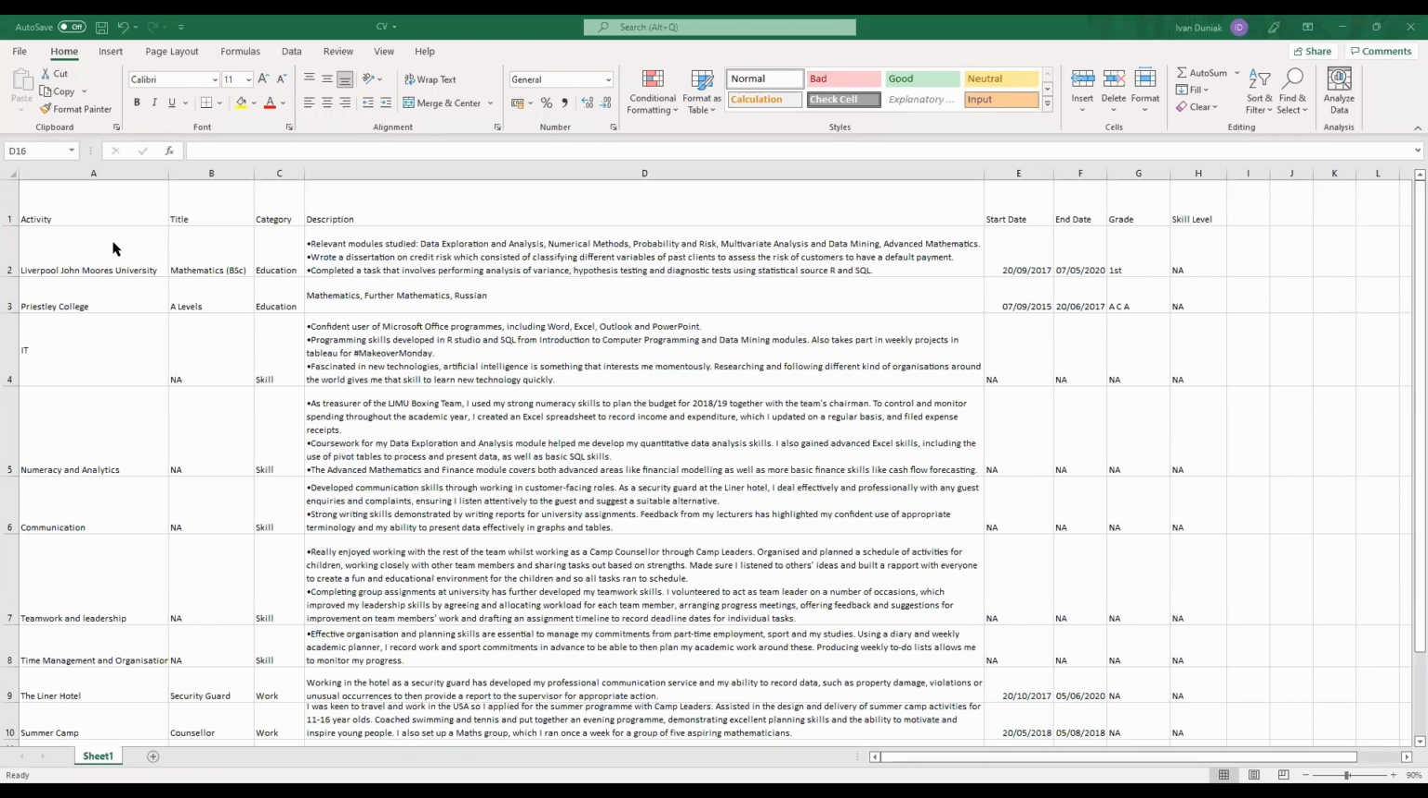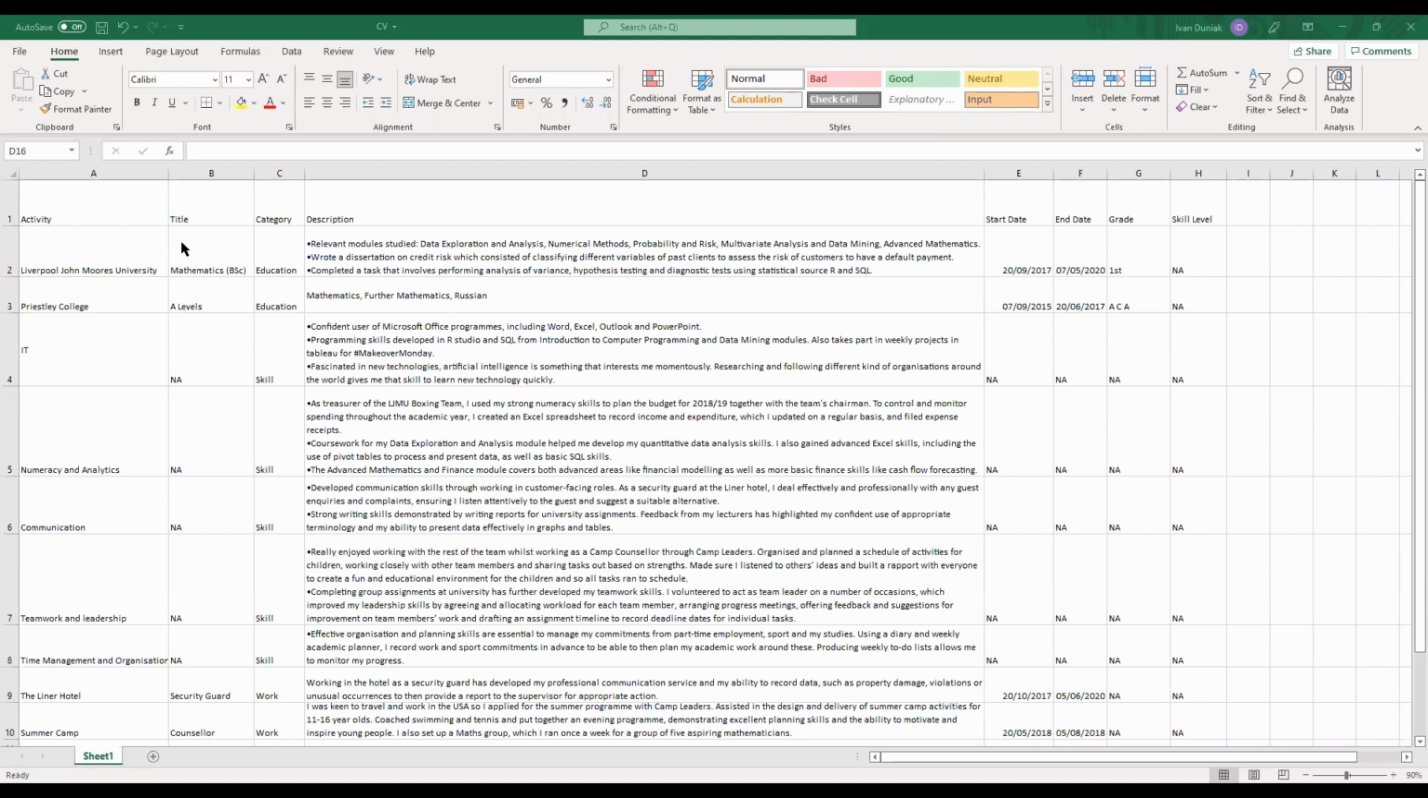This is an example of my CV. So first of all, I've created a column for activity. And in my case, we can see that I have my university, college, and then my different skills: IT, numeracy and analysis, teamwork and leadership, and so on. And then I have my work.